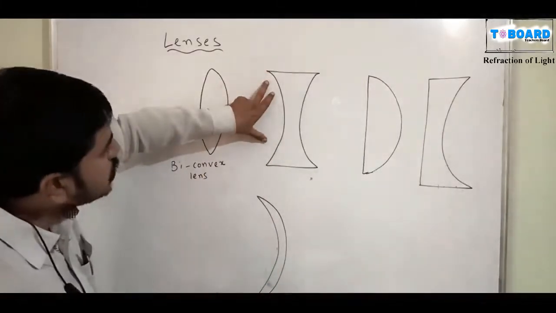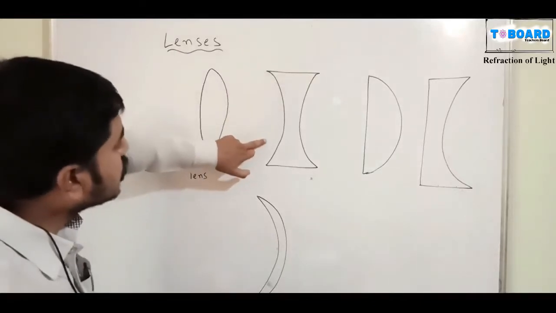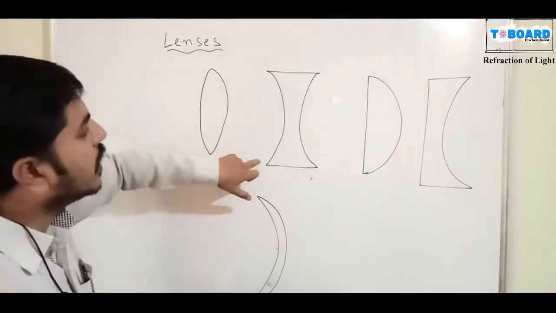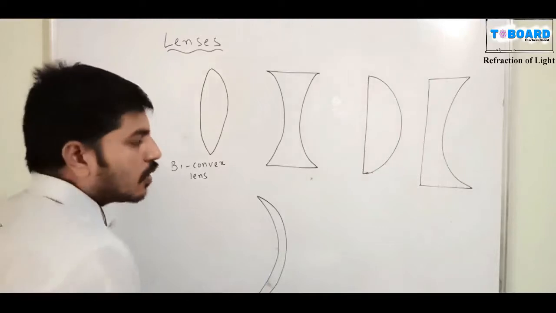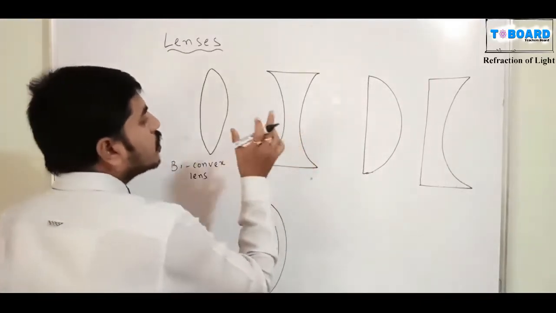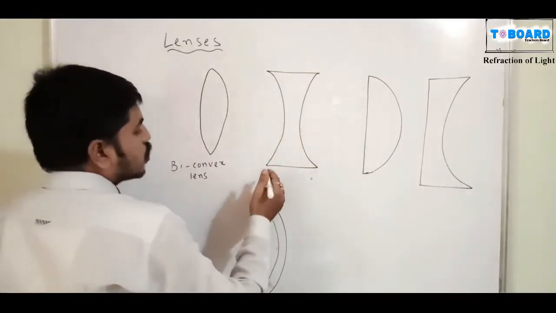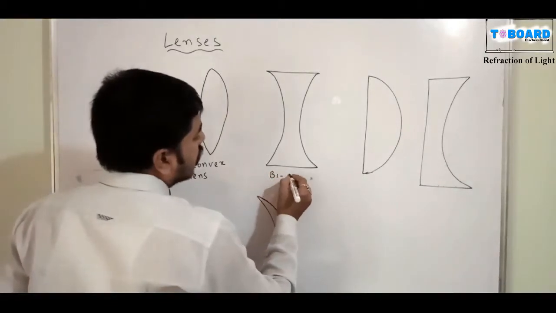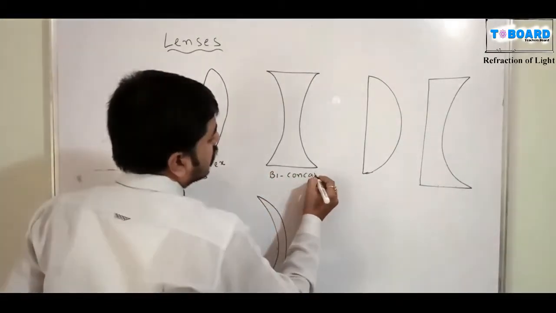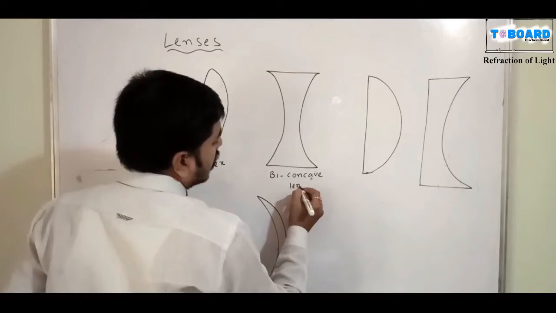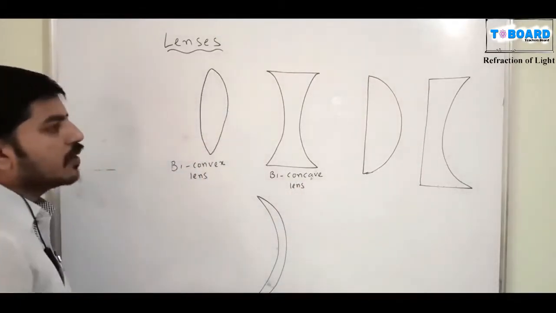In the second situation, it looks concave, and this surface is also concave. How many concave surfaces are there? Two concave surfaces are there. That's why it is a biconcave lens.